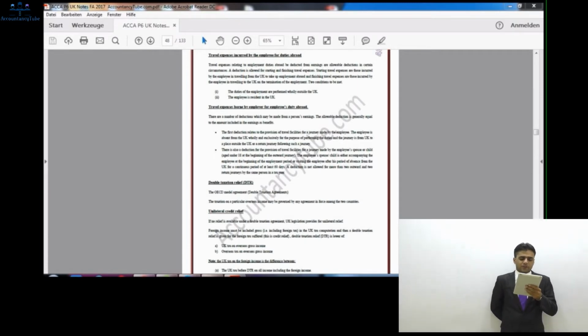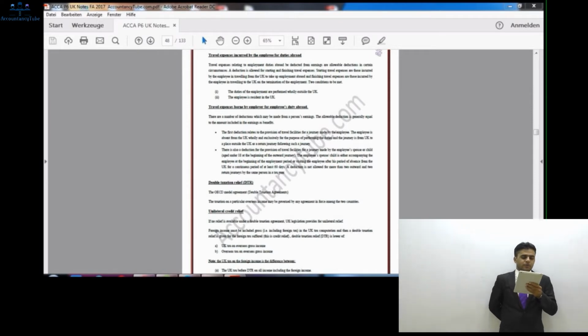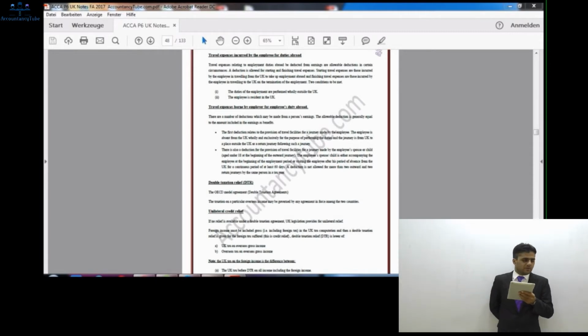Right? Starting travel expenses are those incurred by the employee travelling from the UK to take up employment abroad, and finishing expenses are when you're coming back. Two conditions must be met. The duties of employment must be performed wholly outside the UK, and the employee is resident in the UK, so he's only going outside the UK for the performance of the duties.